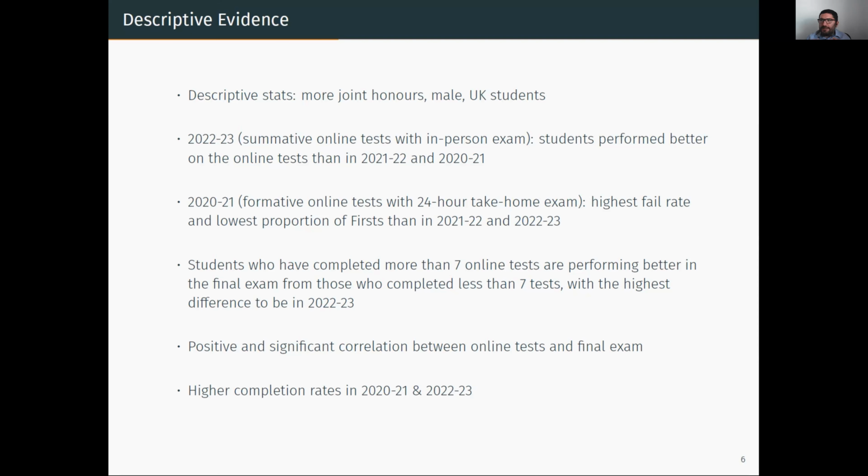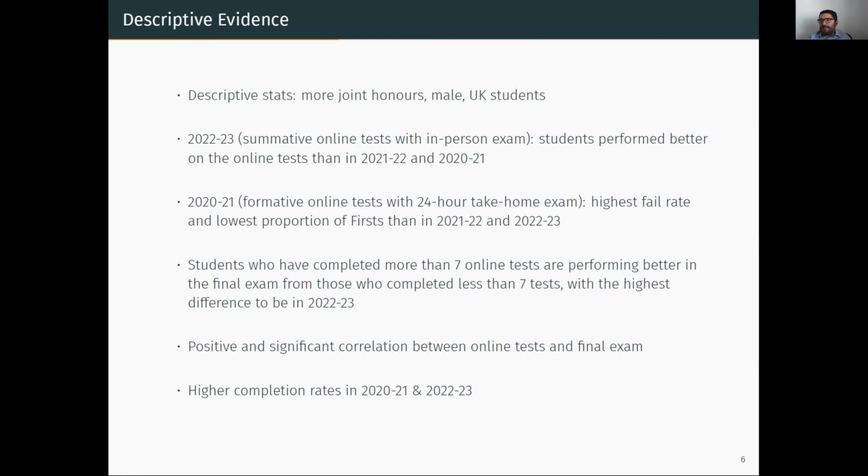We're also finding that the worst performance was in the first academic year, 2021, where we had a formative online test followed by a take-home exam, where we observed the highest fail rates of all three years, and the lowest proportion of firsts. It's also worth mentioning that we are finding the best performance in this academic year, 2022-23.